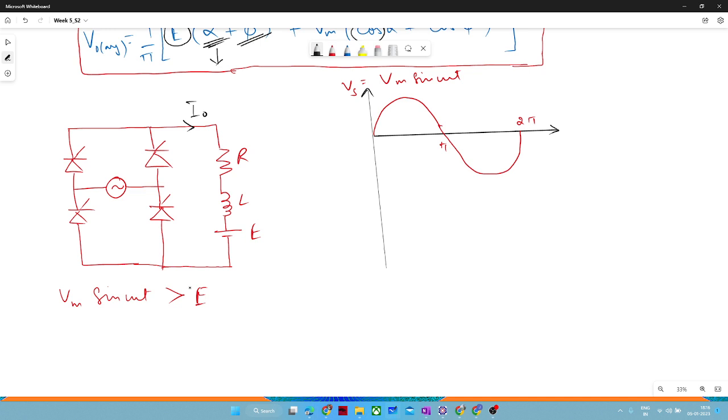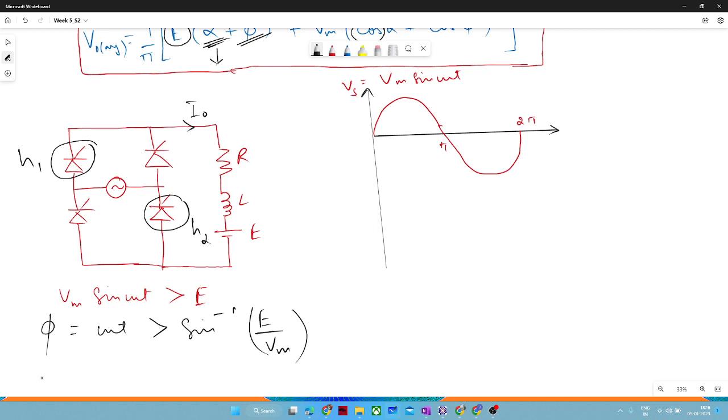Now, this condition must be satisfied. It means if omega t is greater than sine inverse of E by Vm, then only both thyristors H1 and H2 will start conducting. So let us take this omega t as beta.